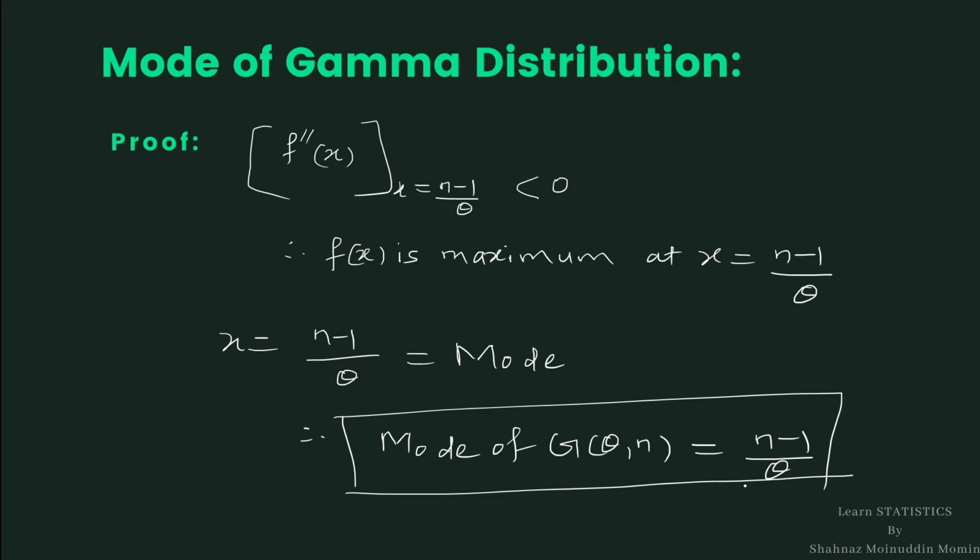In this way, in this lecture, we learned what mode is and how it is obtained in gamma distribution with two parameters theta and n, and which comes out to be n minus 1 divided by theta.